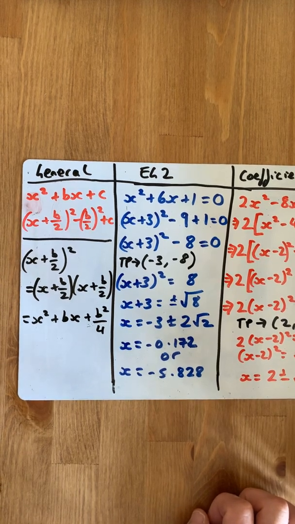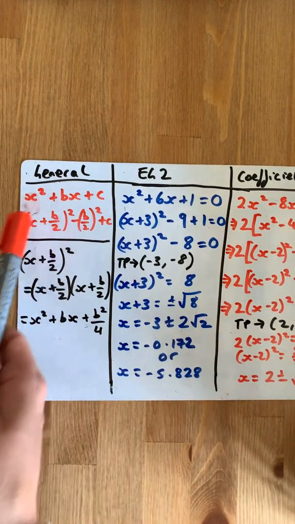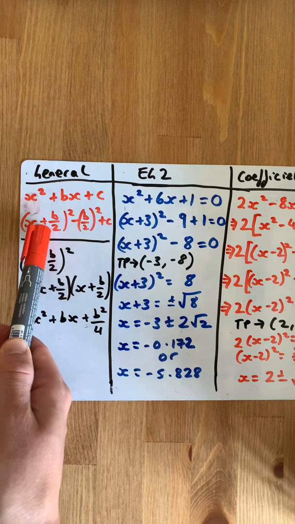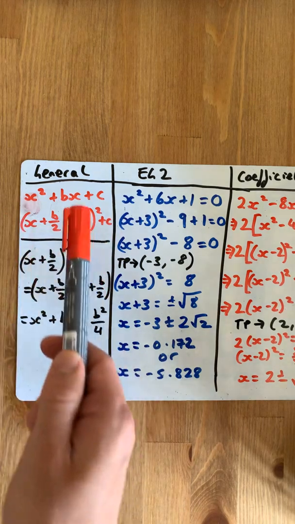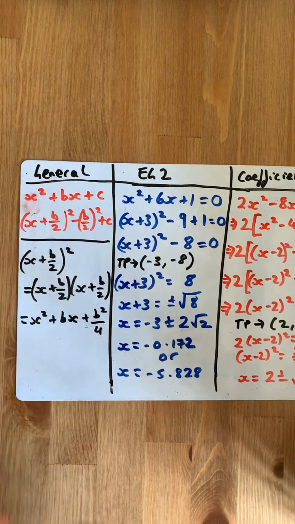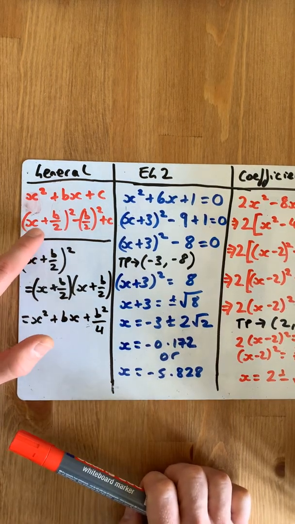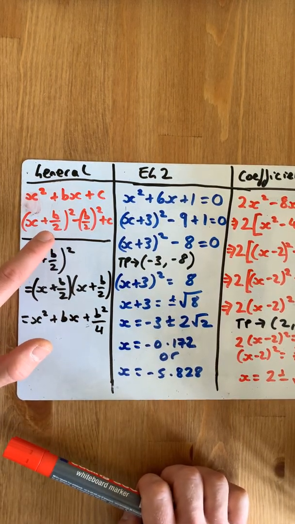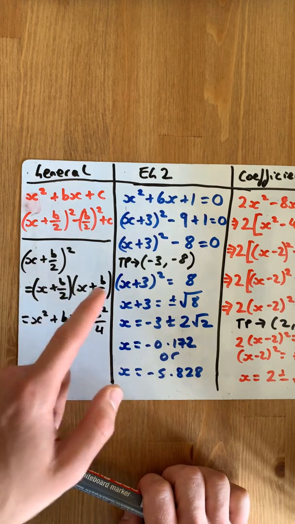I want to see why that is. I think most people are happy with it: okay, this is half of that, squared, fine. The plus c, yeah, fine enough. Why are we taking away the square of this? I want to show you that very quickly. If we just consider x plus b over 2, squared, what that means is x plus b over 2 times x plus b over 2, right?